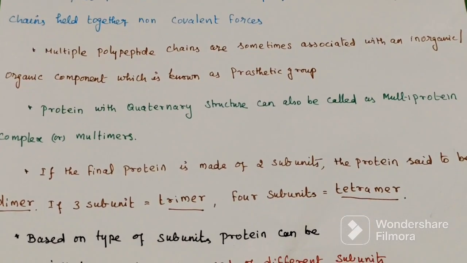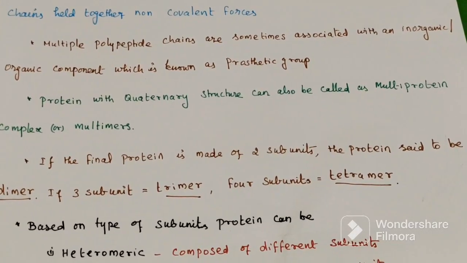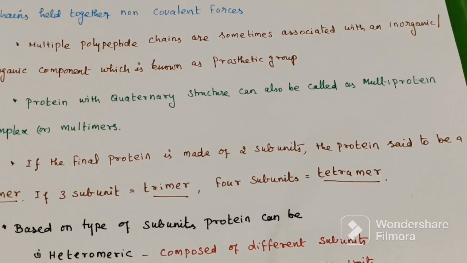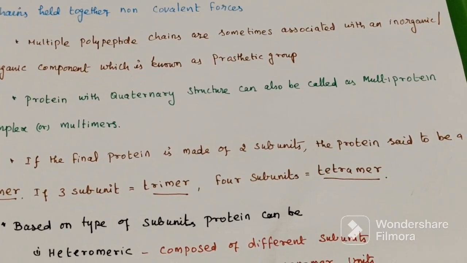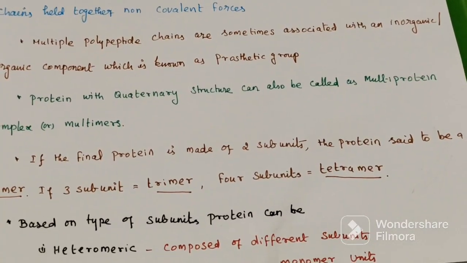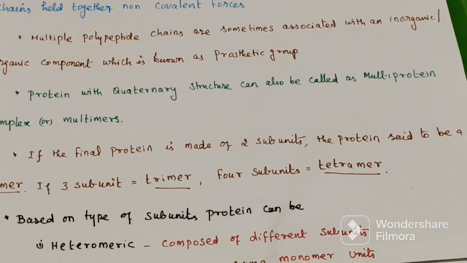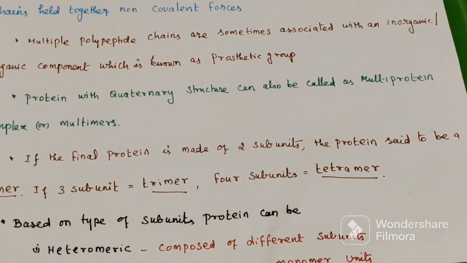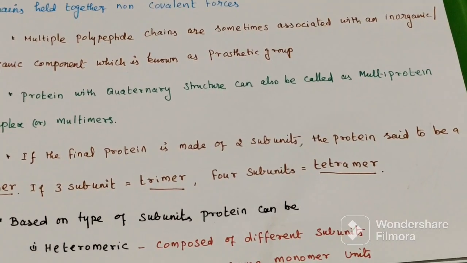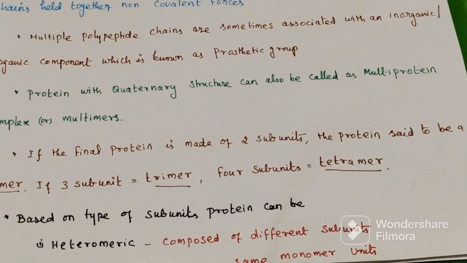For example, in the case of hemoglobin, there is the heme, which binds iron. It is very important for the functioning of Hb. Then the quaternary structure can also be called a multi-protein complex or multimer. The heme iron-containing component is a non-protein part.